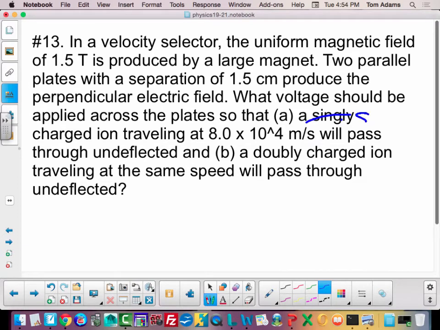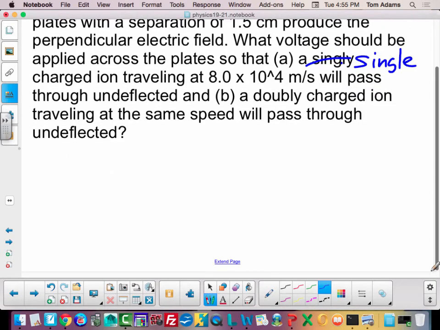Single charge ion traveling through at 8.0 times 10 to the 4th meters per second will pass through undeflected. And part B, a doubly charged, maybe it is singly. I'll have to look in the textbook. Ion traveling through at the same speed will pass through undeflected. All right, so I know what to do, even though I'm not sure if there's a typo or not.